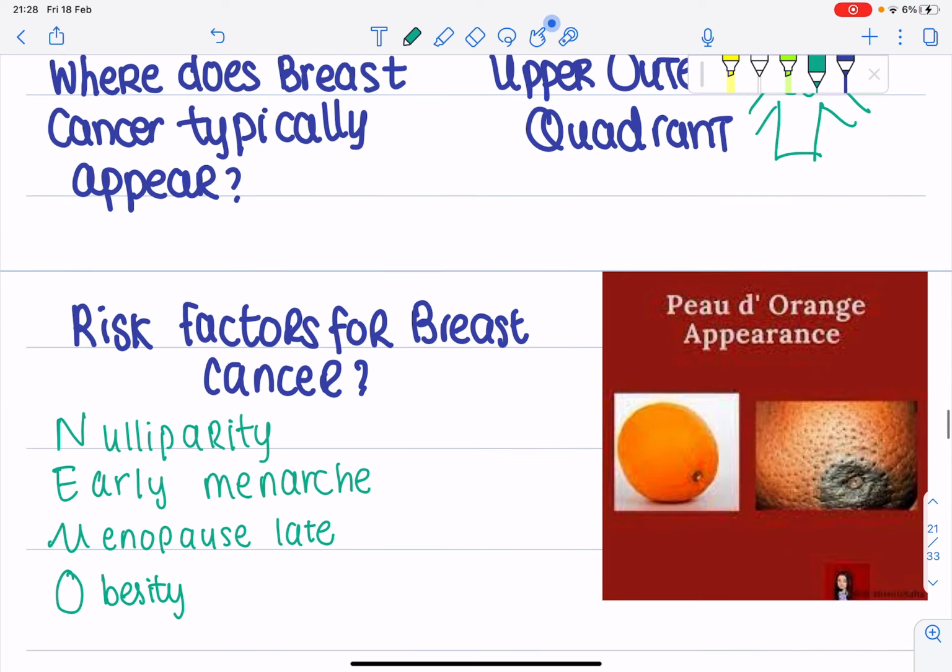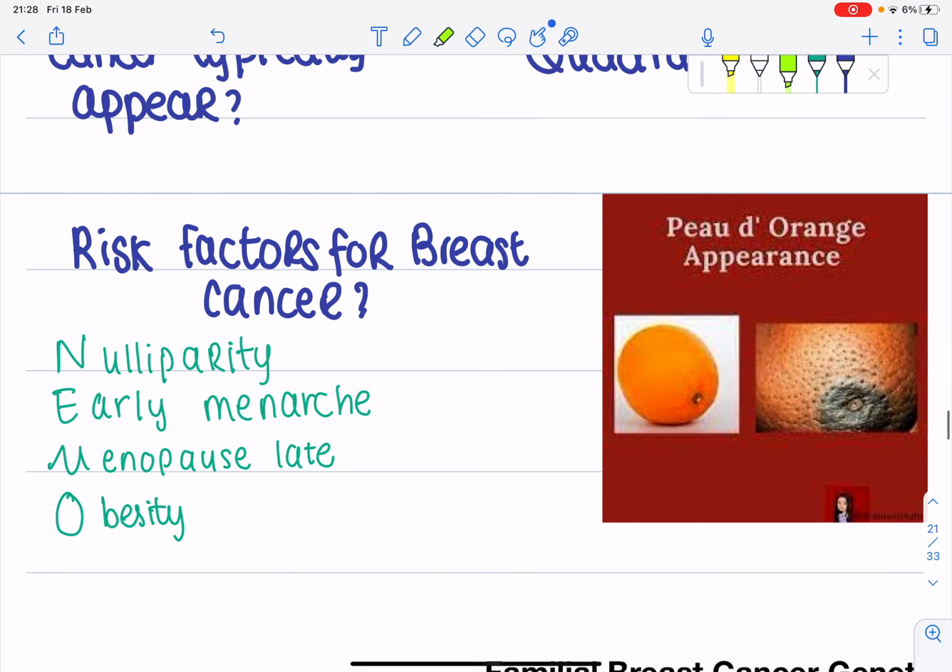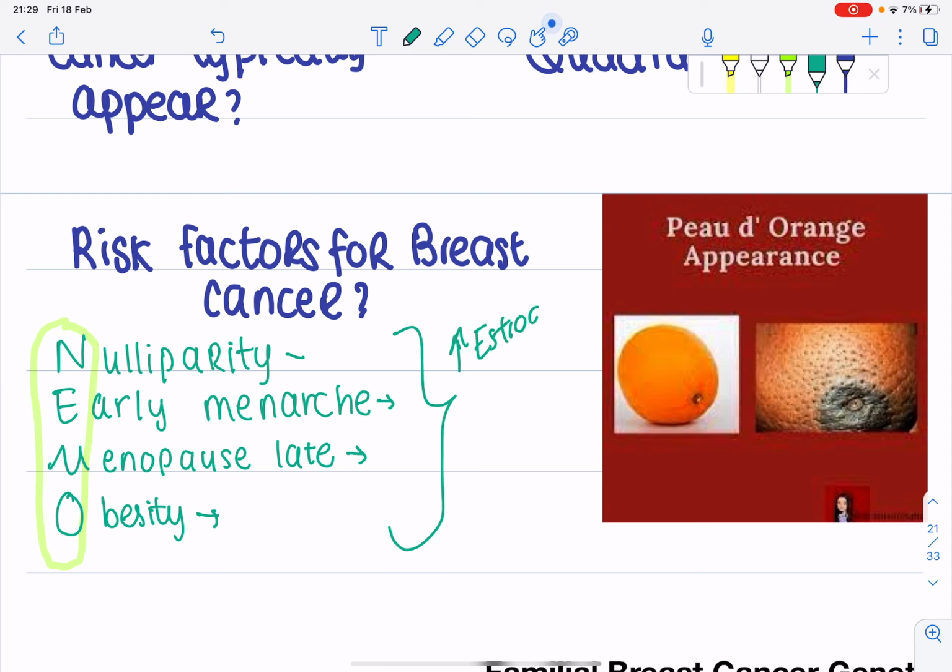What are the risk factors for breast cancer? So here's our mnemonic, which is NEMO, which stands for nulliparity, which is never having any children. Early menarche, which is when females experience their menstrual cycle at an earlier age. Menopause happening late, obesity, never breastfeeding. What you'll notice is these risk factors all have one thing in common, which is increased estrogen exposure.